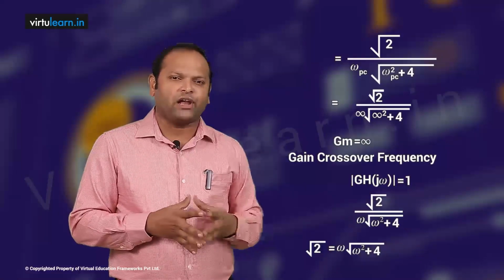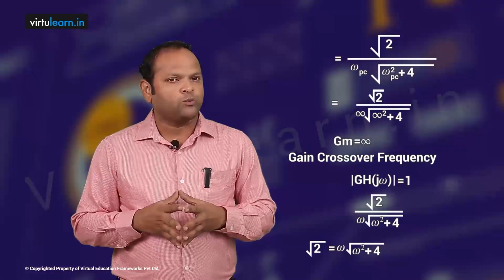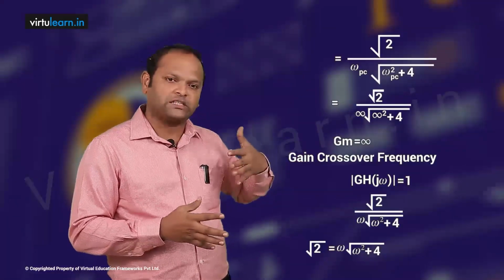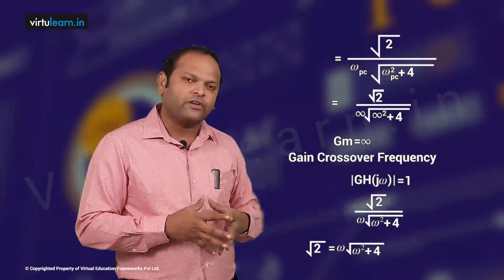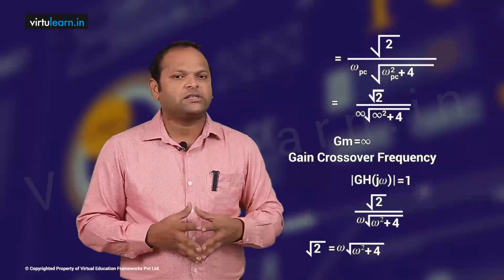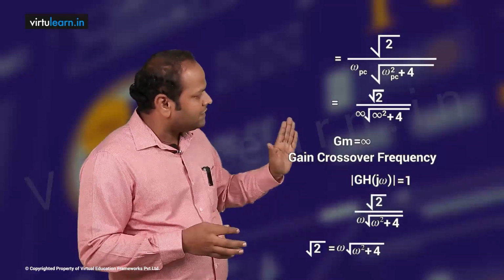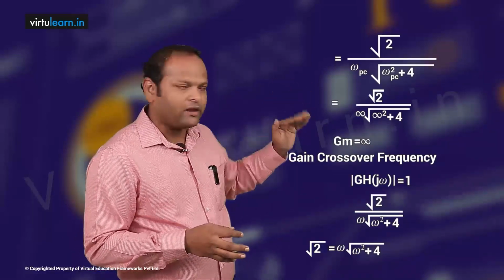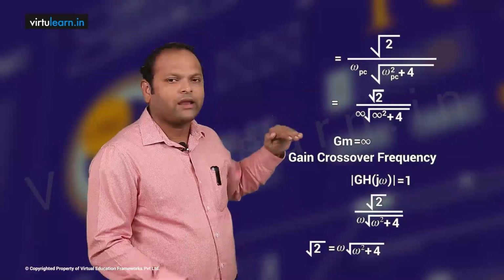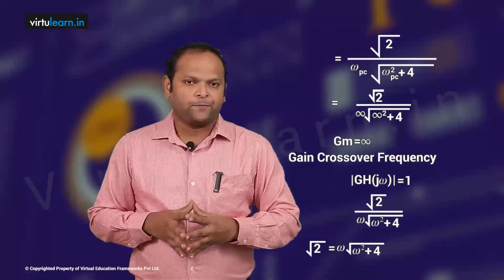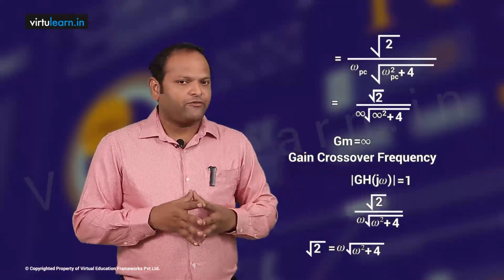Whatever may be the K value, all my closed loop poles lie in the left half of the S-plane. When all the poles are in the left of the S-plane, my closed loop system is always stable irrespective of the gain value. This is the result of the gain margin. We have omega PC infinity, gain margin also infinity. But we can find out what will be the phase margin.